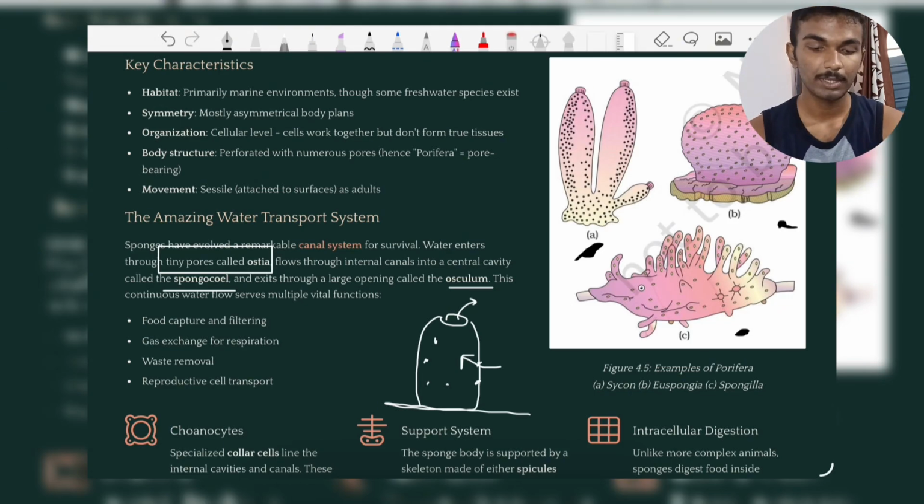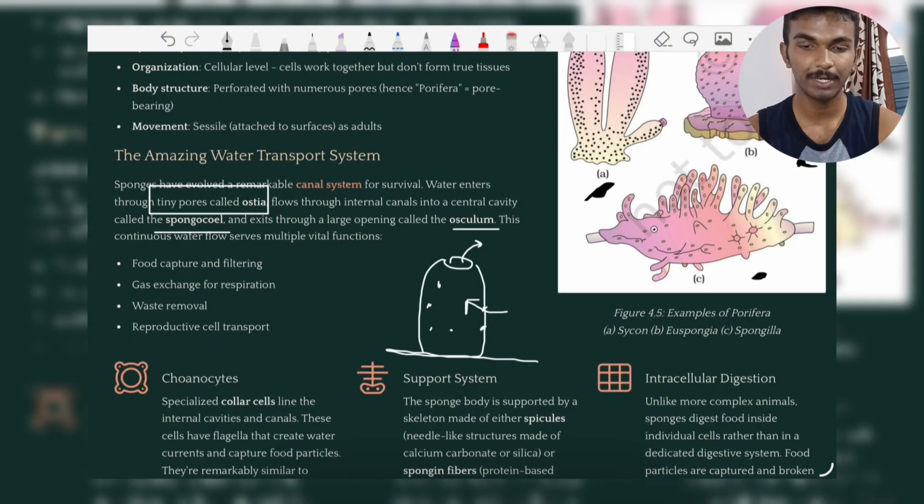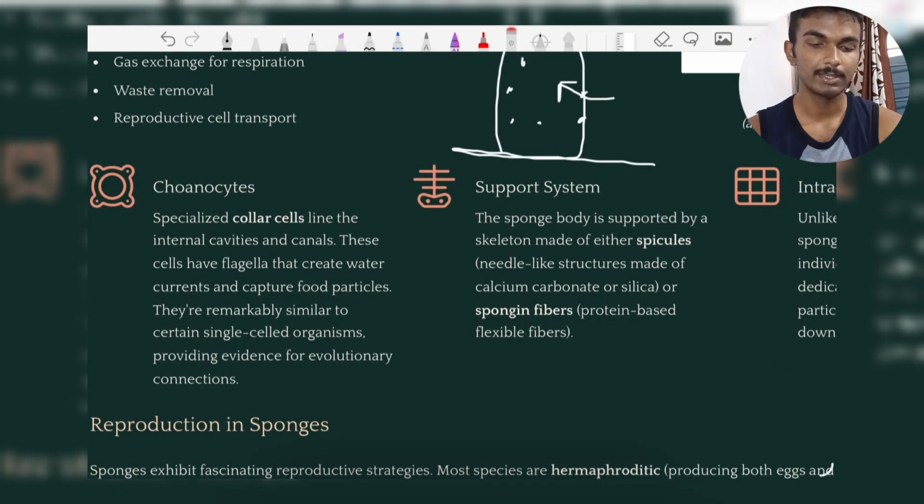The system serves food capture and filtering, gas exchange for respiration, waste removal, and reproductive cell transport. Choanocytes, specialized collar cells, line the internal cavities and canals. These cells have flagella that create water currents and capture food particles. They are remarkably similar to certain single-celled organisms, providing evidence for evolutionary connections.